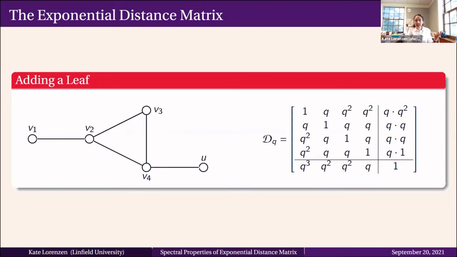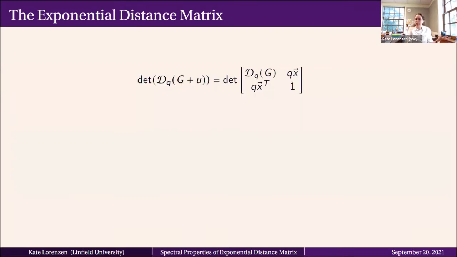So this is really nice, especially if you want to do something like take the determinant of this matrix. So if I want to take the determinant of a graph where I've added on a leaf of vertex u, of my original graph.